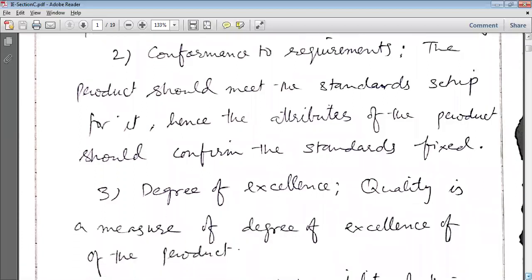Then, another definition is that quality is degree of excellence. How much excellence a part has, a product has, a person has, is known as degree of excellence. Similarly, we can say this about any particular student or faculty. If we are being measured on a scale, on how efficient we are or how much excellence we are delivering, then it is known as degree of excellence, and then it is called good quality. The quality is a measure of degree of excellence of the product.